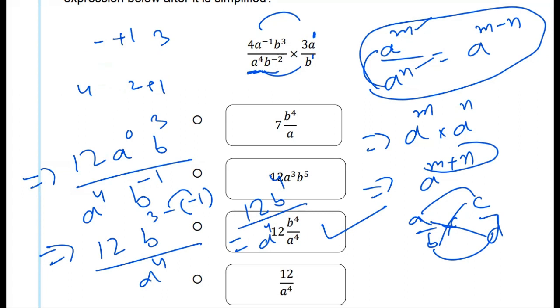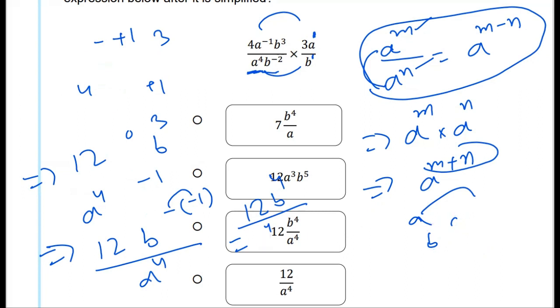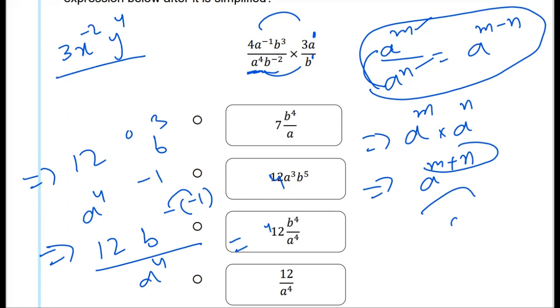Now pause the video and try to figure out a similar question. For example, 3x to the power negative 2, y to the power 4 over x to the power 1, y squared, times 4x squared over y. Pause the video and try to figure this out.